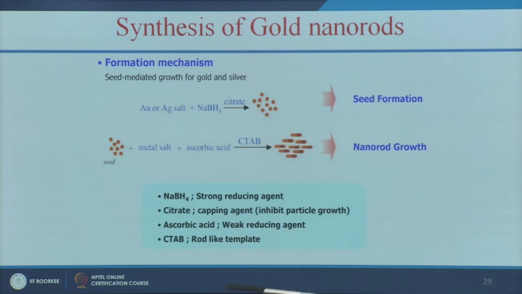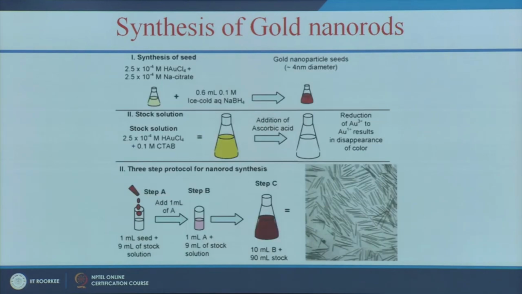So when you use the strong reducing agent, you will get the seeds, and when you use the weak reducing agent, you get the nanorods. We also have to use the stabilizer. This CTAB stabilizer plays a major role in the formation of nanorods. So this is the synthesis of gold nanorods.